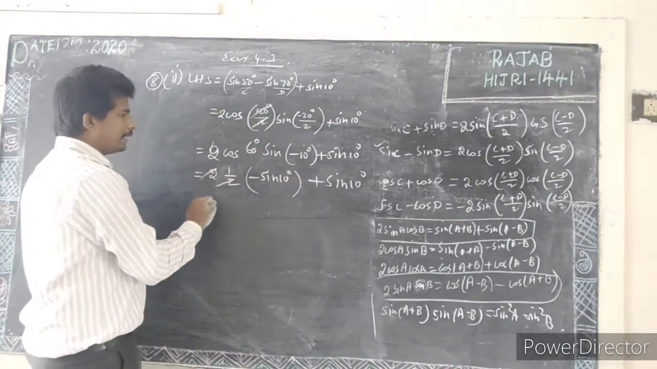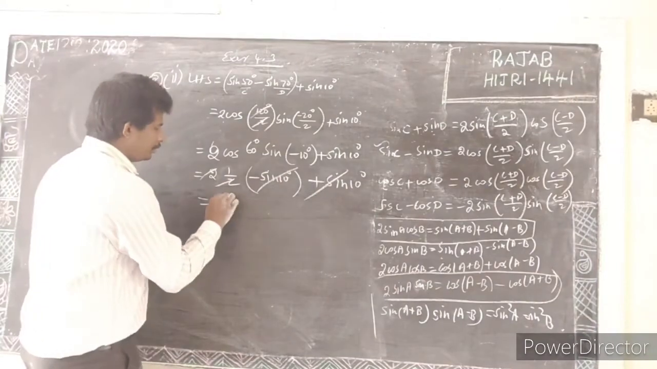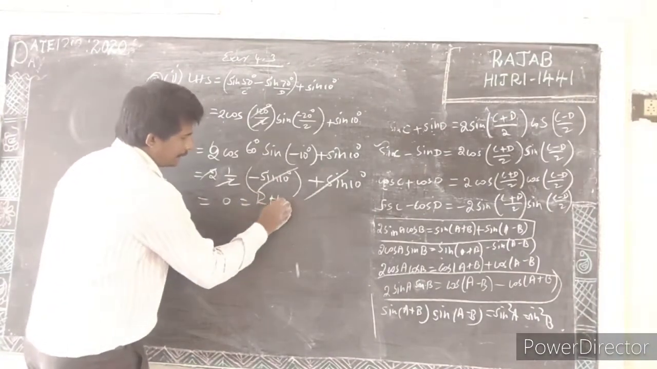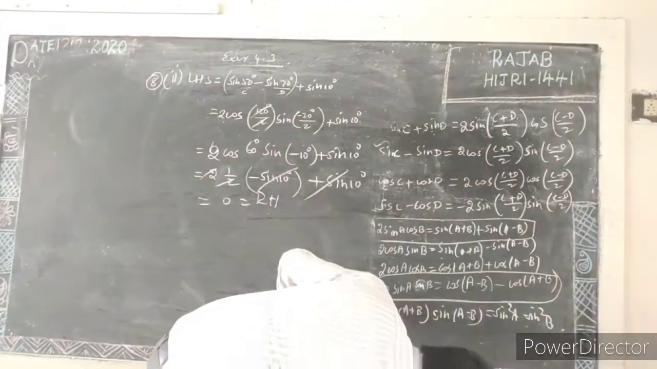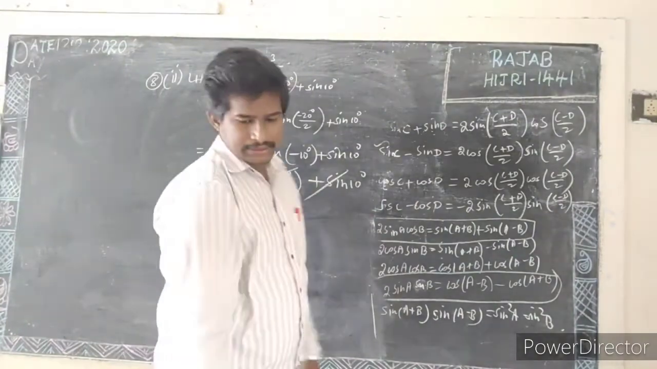Now 2 will get cancelled. So it will become 0. This is our required RHS. Hence we have proved the result.